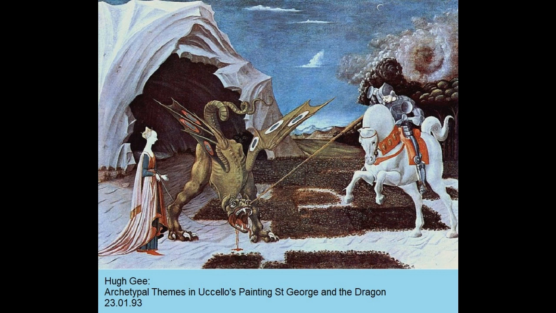Seeing the painting in this way shows how inventive Uccello was, because most paintings of St. George and the Dragon show only one stage, the killing of the dragon, whereas Uccello's painting tells us about a process. It is the process of growth brought about by the creative change.